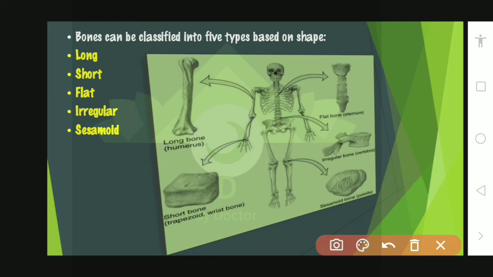Then flat bones are present in our body. In flat bones we have the sternum and scapula, which are flat bones. Irregular bones are also present. All vertebral bones are irregular bones. And then we have sesamoid bones. The patella, the kneecap, is the sesamoid bone in our body.